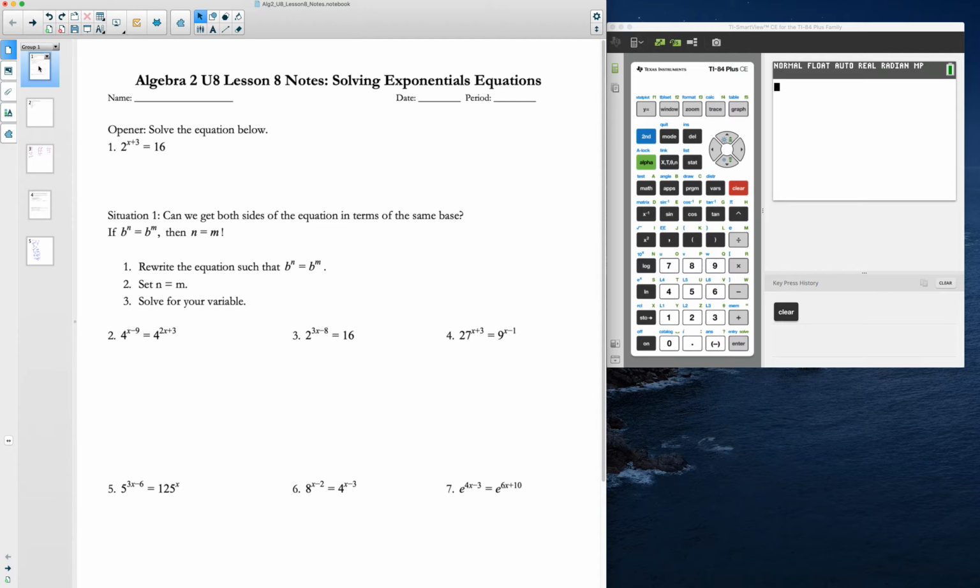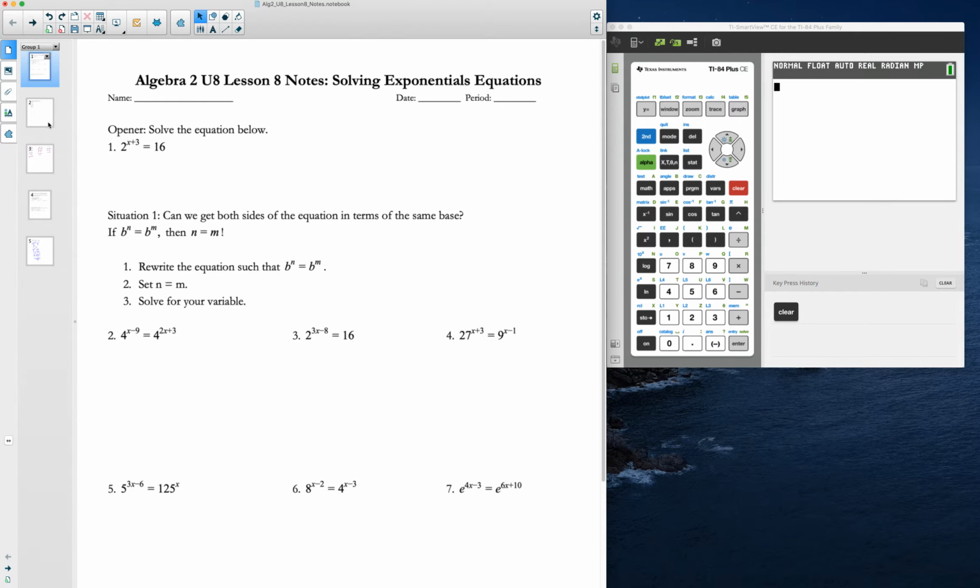So here's what I'd like you to do: just look at the opener there, 2 to the power of x plus 3 equals 16, and see if you can figure out how to solve for that. What would x have to be for us to get 16 there on the right side? I'll give you a few moments, pause the video, flip it back on, and let's see how you did. All right, so let's take a look.